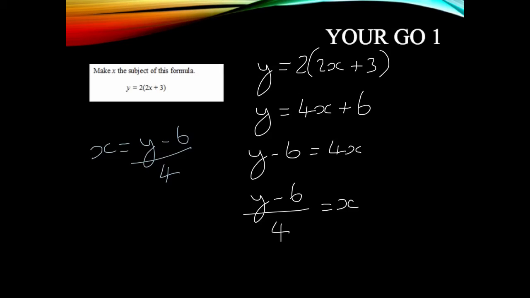Now here, I haven't done the arrows in terms of explaining what I've done. Maybe if you have, you could fill those in yourself. And if you haven't, then fine, it's not a problem. Very quickly, I'm just thinking what I've done. I've taken 6 away from both sides here, and then I've divided by 4.